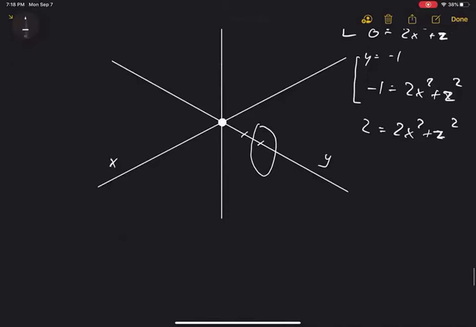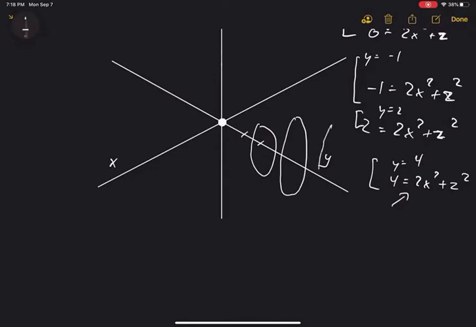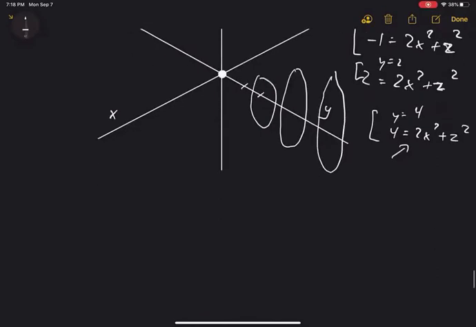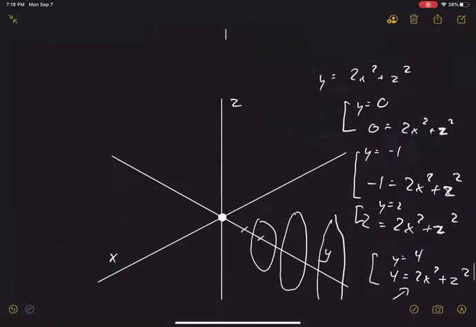I go to y equals 4. So that's y equals 2, and then I go to y equals 4. I get the equation 4 equals 2x squared plus z squared. This is a good one, you can find nice clean values for this. This is again an ellipse. It's getting a bit bigger, like that. And as I move this way along the y-axis, I'm getting bigger and bigger ellipses.